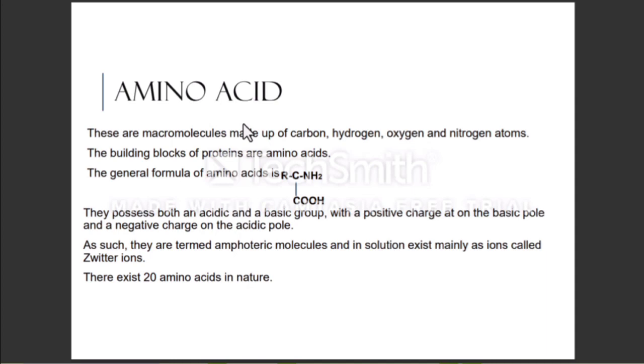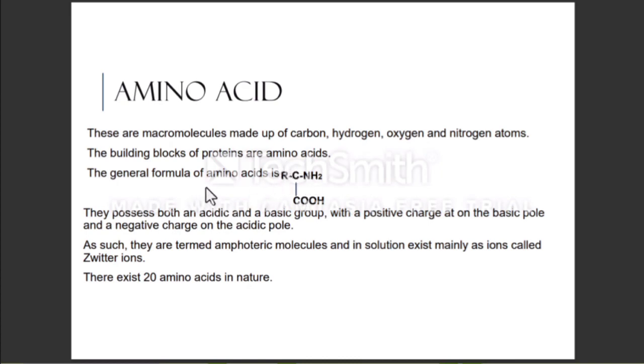So first of all, what are amino acids? Amino acids are macromolecules that are made up of carbon, hydrogen, oxygen, and nitrogen atoms. They are the building blocks of proteins. So the monomers that make up proteins are amino acids, and they have a general formula. You have a central carbon atom that is linked to a hydrogen group that was not represented here, and at the same time an amino group, a carboxylic group, and an alkyl group. This R group is variable. The other groups are constant.